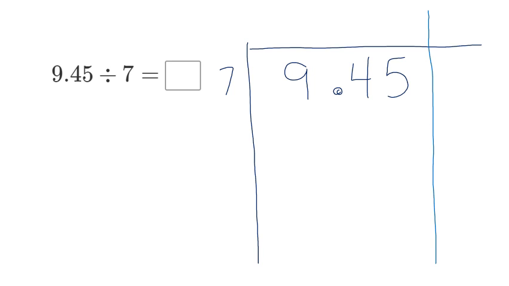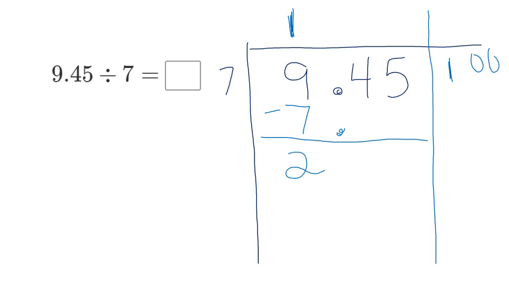Okay, so 7 into 9. I think I know I can make at least one whole group of 7 with 9. So I've got 1 here. Okay? 1 times 7 is 7. When I do that, I have 2 left over. Keep that decimal point the same because I'm subtracting. Great. Now, let me put my decimals right there.